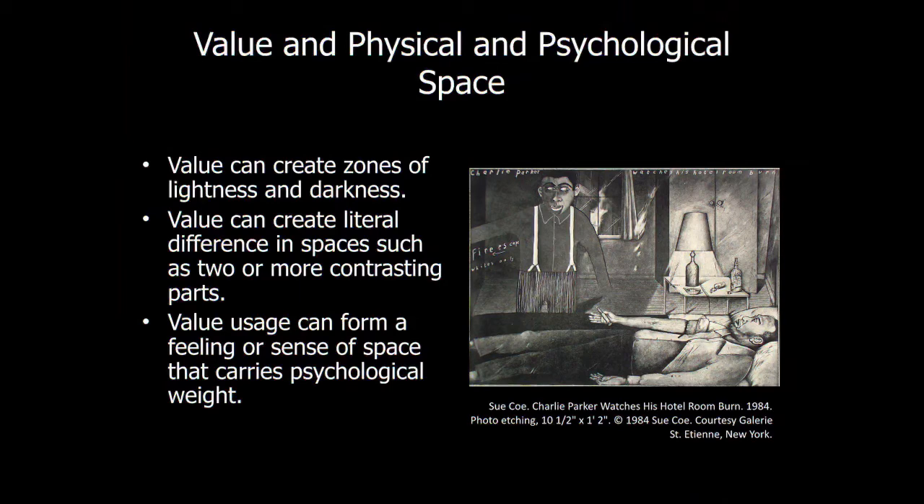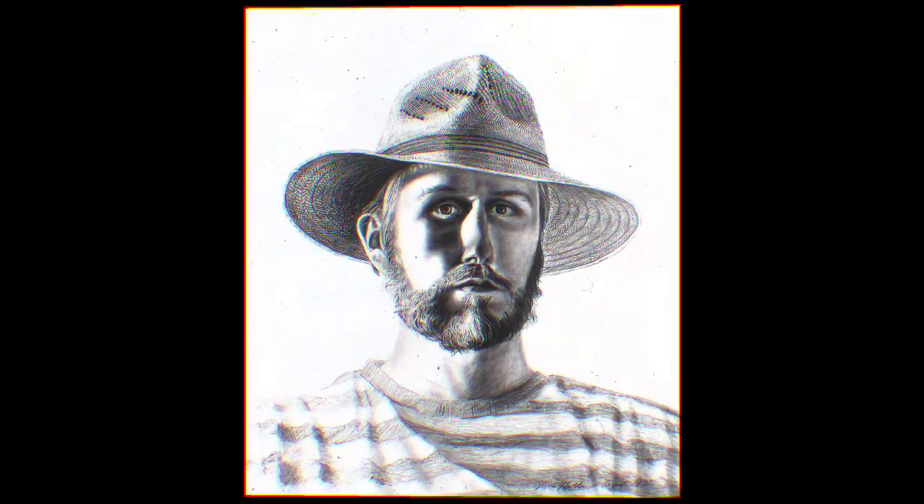And when it comes to value, we can say that it can play a big part in the physical and the psychological space of a work of art. Value can create zones of lightness and darkness. Value can create literal difference in spaces such as two or more contrasting parts. Value usage can form a feeling or sense of space that carries psychological weight. If you look at where some of the darker areas are here, they definitely have a different feeling in comparison to the areas where there is light.